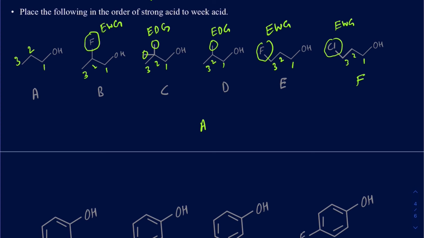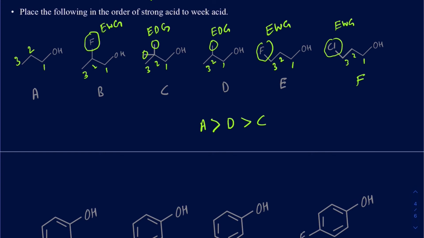All right, so my A is actually the reference. I'm going to put that in the middle. Any electron donating group will be making this particular alcohol less acidic. So I got 2 examples with electron donating groups, C and D. And clearly D has 1 electron donating group. So I'm going to say A is going to be more acidic than D because it's got only 1 electron donating group. But then D is going to be more acidic than C because C has more electron donating groups.